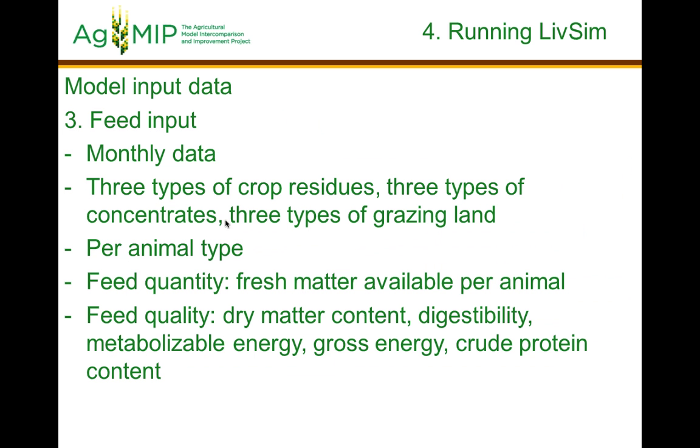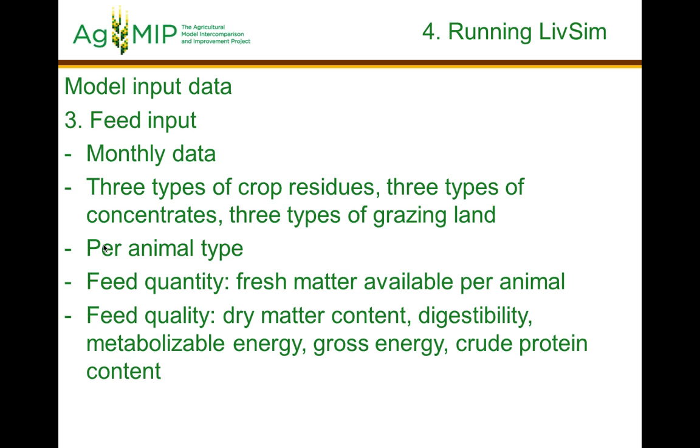Okay, then we've got feed input data, of course, also very important. Those are coming in at monthly time step. Three types of feed can be specified: for the crop residues, for the concentrates, and for the grazing land. So in total, in fact, 3 times 3 feed input lines can be specified.